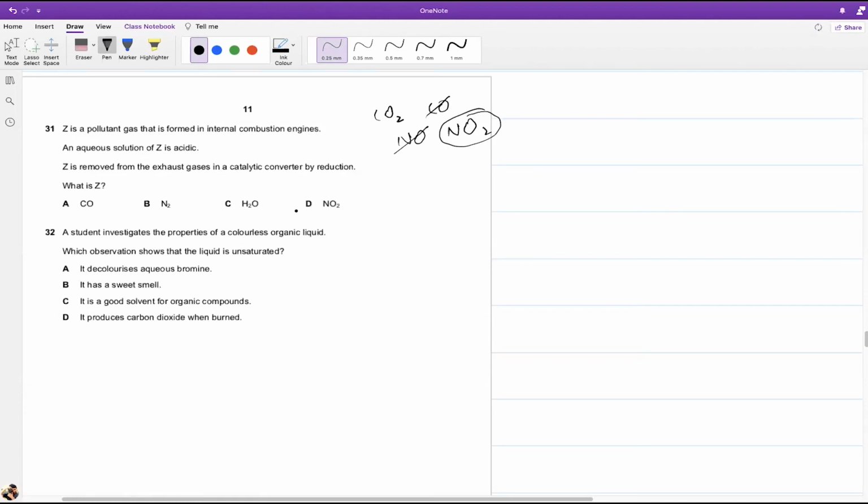Nitrogen dioxide. A student investigates the properties of a colorless organic liquid. Okay. Which observation shows that it is unsaturated? What was the test for saturation? Unsaturated means double bonds or triple bonds. So decolorizes aqueous bromine. Yes, because it undergoes addition reaction. Sweet smell. It could be esters. This doesn't tell me that it's unsaturated. Good solvent doesn't tell me anything about it. Maybe the intermolecular forces are similar, but who cares? It produces carbon dioxide when burnt. Every organic compound produces carbon dioxide when burnt.